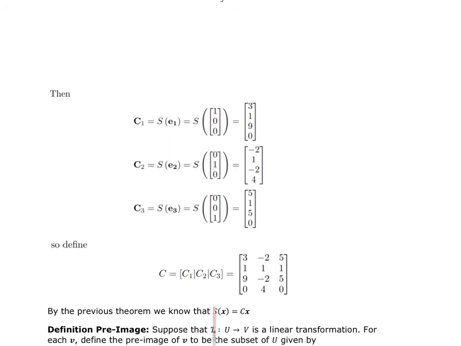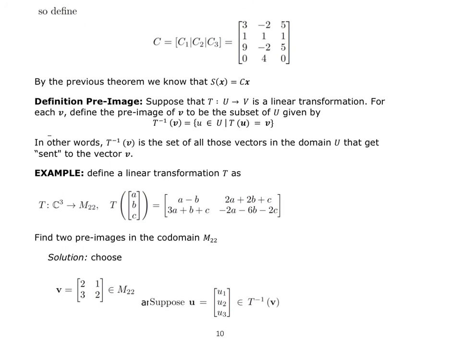And by the previous theorems, we know that this matrix C is a linear transformation from S of X into C of X. So you can see I started out with 3 entries and I ended with 4 entries. So I've gone from C3 to C4. Now we've talked a little bit about pre-image and what that means. So let's do some pre-image work here.